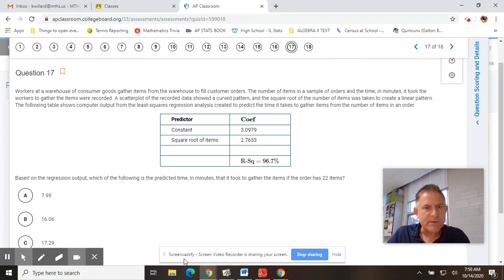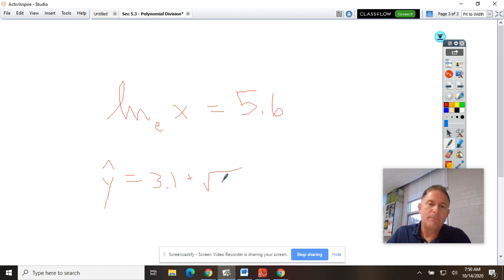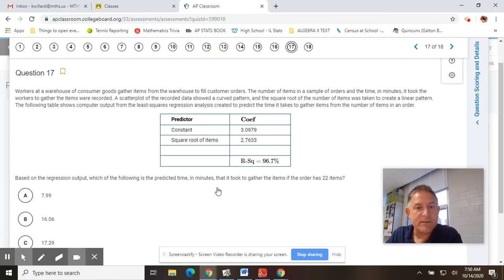I forgot the numbers already. So 2.76 is the slope. I wrote this in a terrible order. So here's my slope, 2.76. I am just struggling with this pen. All right. So here's how this should look. It should say y hat equals 3.1 plus 2.76 root x. I wrote it kind of backwards. My fault on that.